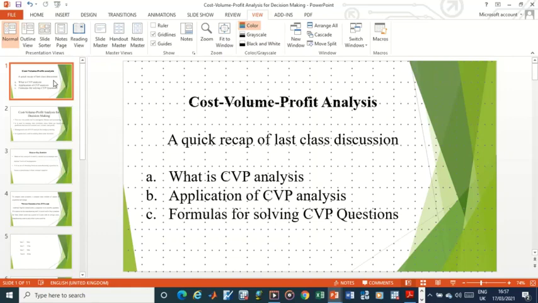Also, we talked about application of CVP analysis. And I told you that CVP analysis can be used for budgeting. We all know that budgeting has to do with the estimation of cost and expenditure of an organization. And when it comes to taking this decision, management often use CVP analysis because most times it has to do with short-term decision making.